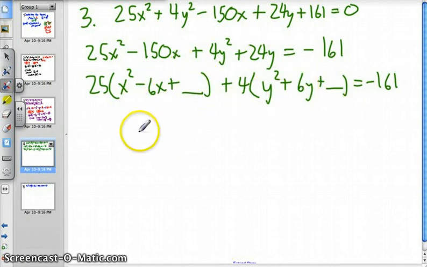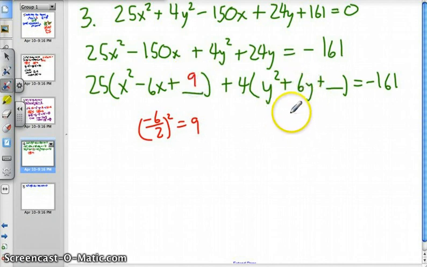So I have -6 over 2 squared is going to be equal to 9. So I'll put a 9 in here. And then 6 over 2 squared is equal to 9. So I'll put a 9 in here. But what's different about doing it this way is that I didn't really just add 9 to this. Since this is in a parentheses that's all multiplied by 25, I really added 25 times 9. So when I add over to this side, I have to add 25 times 9, which is plus 225.